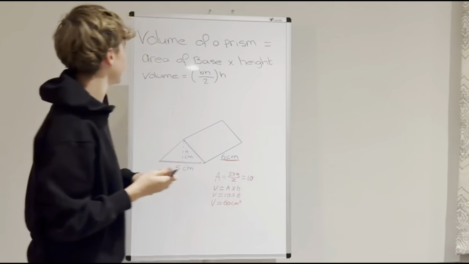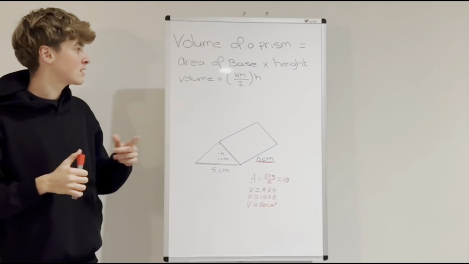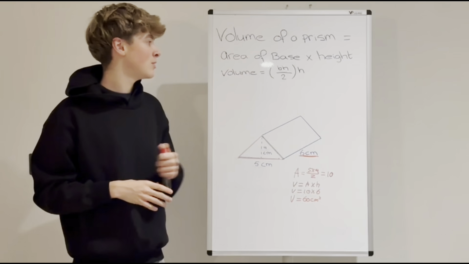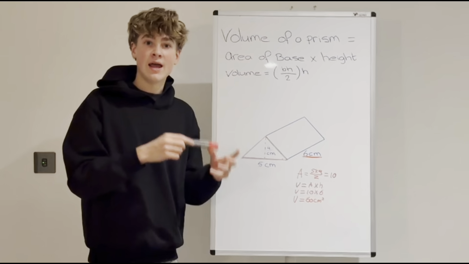So to calculate the volume of a triangular prism, what you have to do is the area of the base times the height.